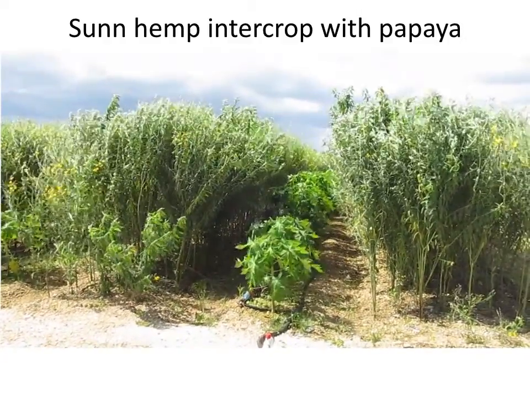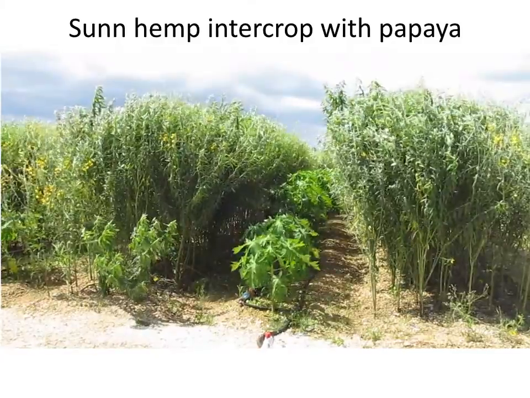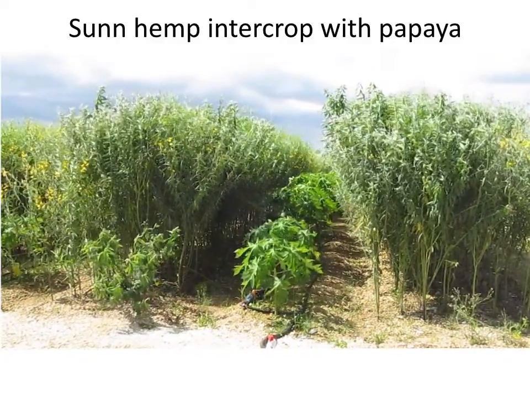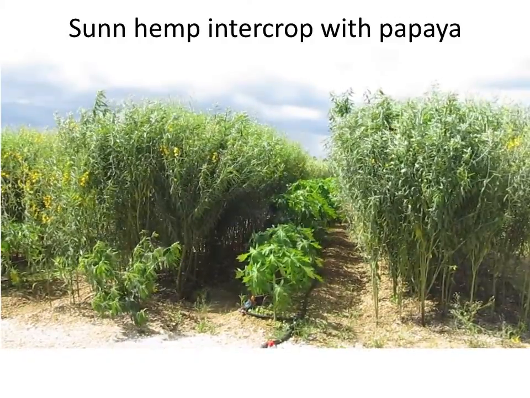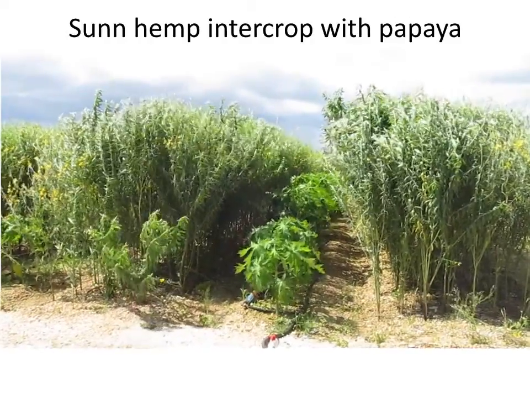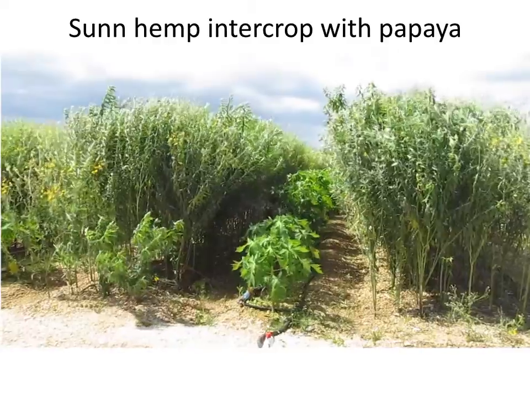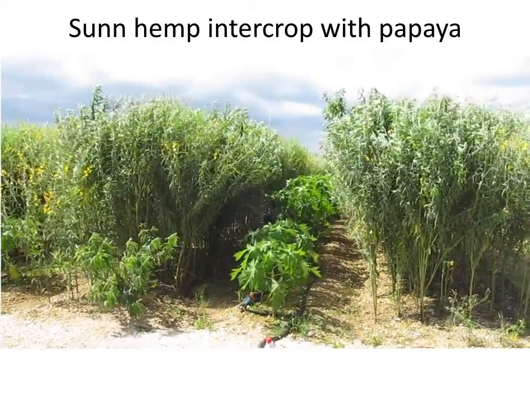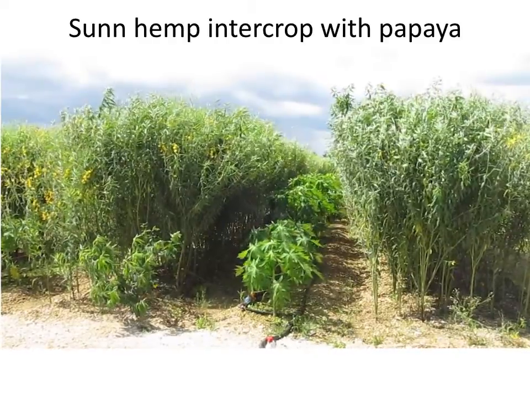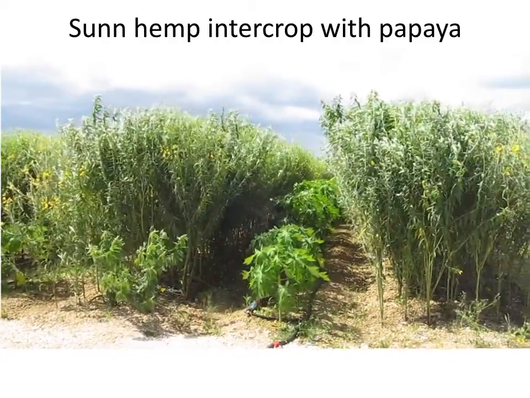Of course, I couldn't have a presentation without including a little bit of my own research, and this represents the implementation of a very simple level of biodiversity. All that humans have done here is plant papaya in a row, and between the rows of papaya we've planted sun hemp.